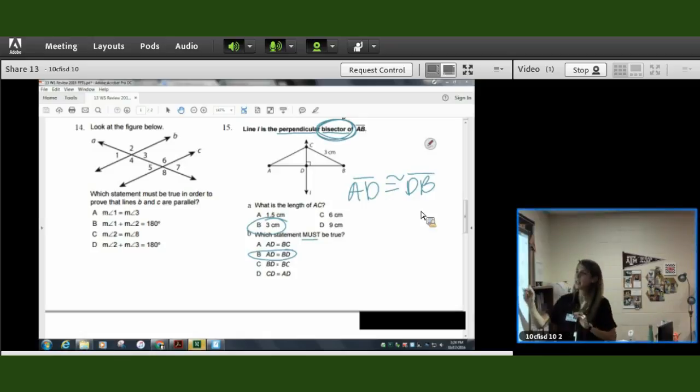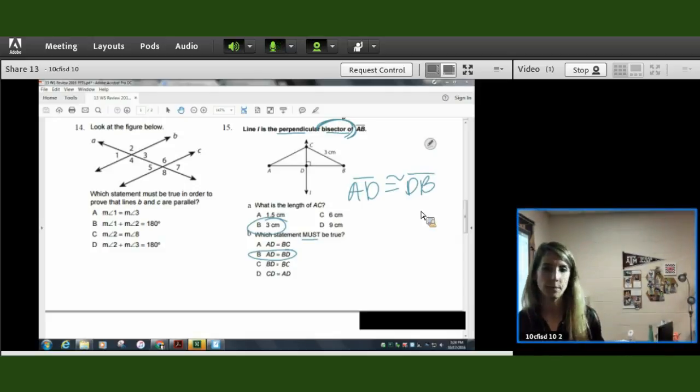BD equals BC? No. And last one, CD equals AD. Not necessarily. None of those made sense except for B.